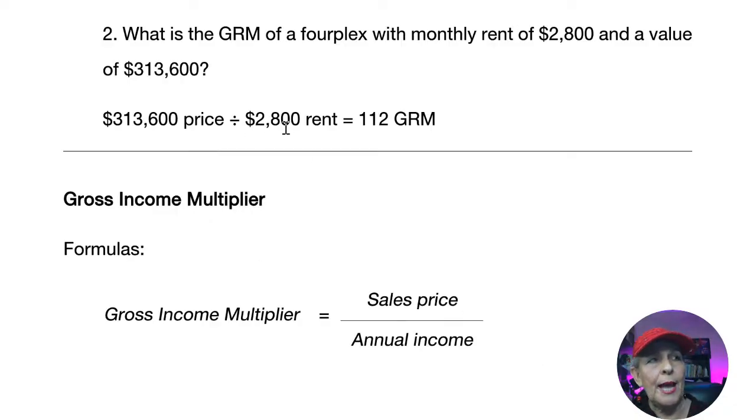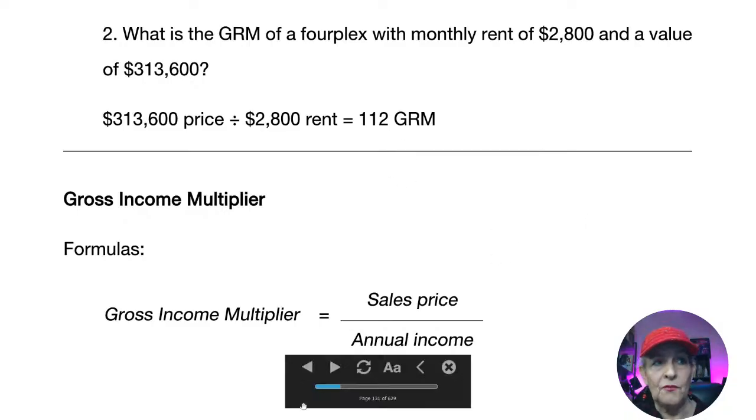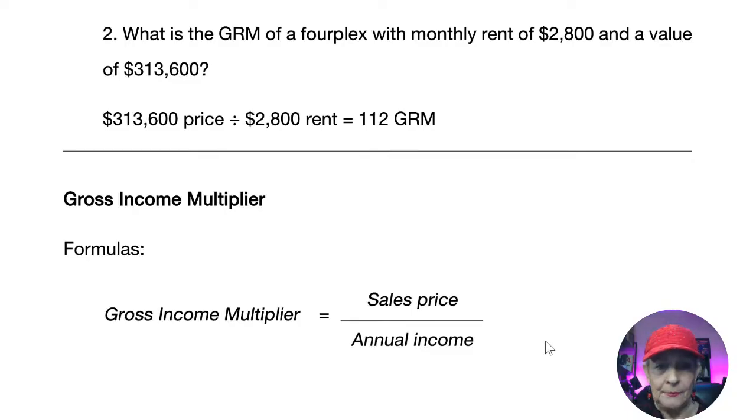So if we had $2,800 rent per month, to get the annual, what would we have to do? Multiply by 12. Hi, MJ. Yes, he's here. So we would have to multiply by 12 in order to get the annual income. So the sales price, $313,600, divided by 2,800 times 12 to get the annual income, because this is monthly. That'll give us the gross income multiplier. So gross income is annual. Gross rent multiplier is monthly.